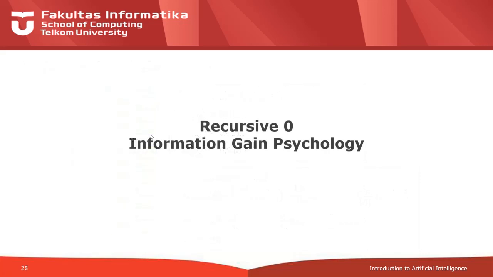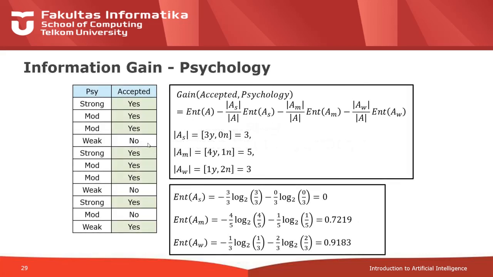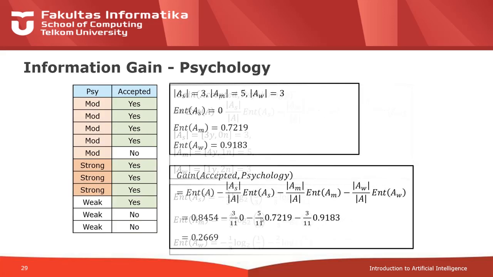So what we do next, we do the same thing. This is exact same thing. However, we are using the attribute for psychology. So we do all those same things as before, but instead of using GPA, we are using the psychology, calculate the entropies for strong and for mode, and then for weak. Then we have these entropies, and after we have the entropies, we can have the gain for the psychology.